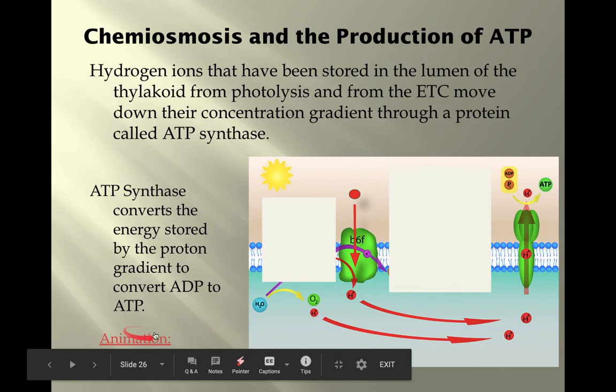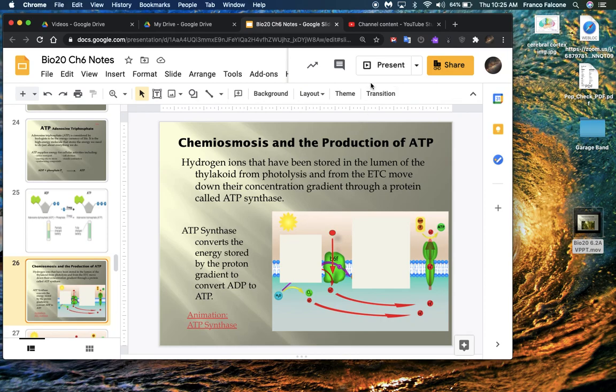There's a little animation here. It's pretty good. I'm not sure if it'll be confusing because it uses a little bit of a different visualization for things, but watch it, see what you get out of it. Okay, thanks a lot. And I'll do one more lesson to review all of the steps and processes of photosynthesis right away here.